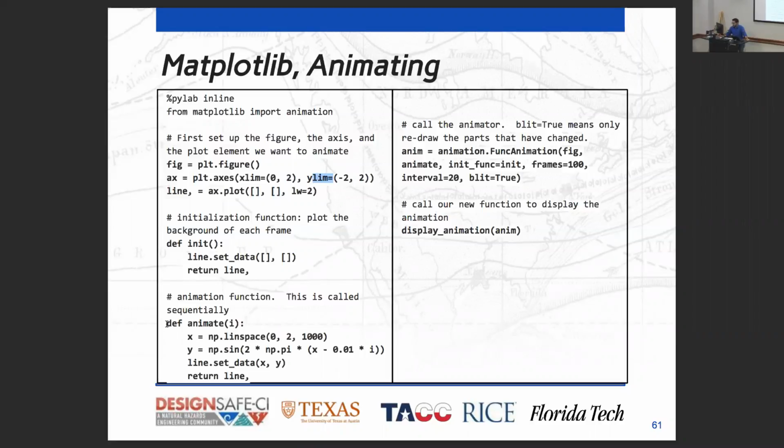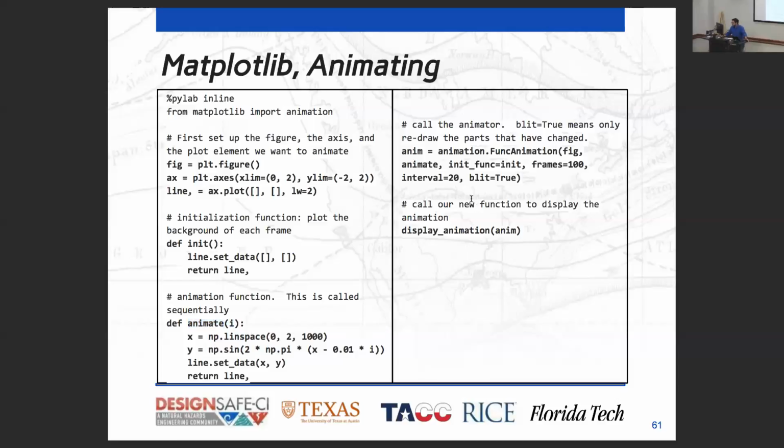Now, this is the function that's going to be called sequentially. This is my animate. Once again, I'm doing the sine because it's simple and easy to do. I'm going to go from 0 to 2, taking 1,000 points. Y is going to equal sine of 2 times pi, and then I'm moving through X. I'm going to be returning this line that I just drew, setting the data X, Y. I'm going to return that line in this animate function. The animate function takes in this value i.